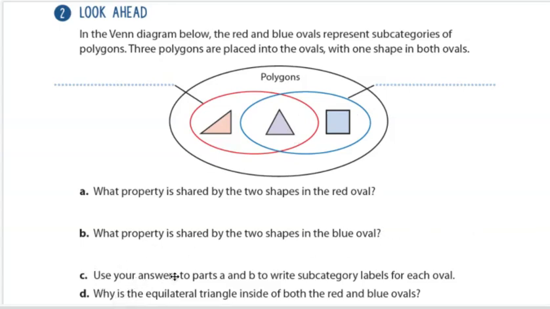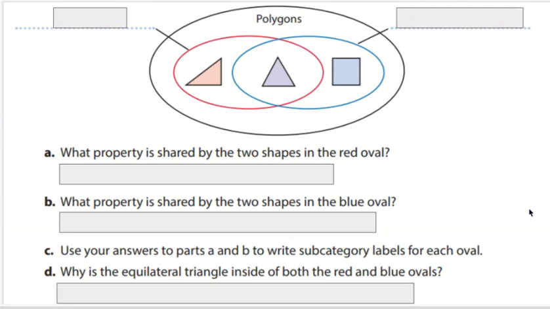Then you're going to use your answers to parts A and B to come up with the name of this subcategory and this subcategory. And then we're going to talk about why is the equilateral triangle, which is this one right here, in both the red and blue ovals. So go ahead and explore this. Push pause on the video now and come back and push play when you're ready.